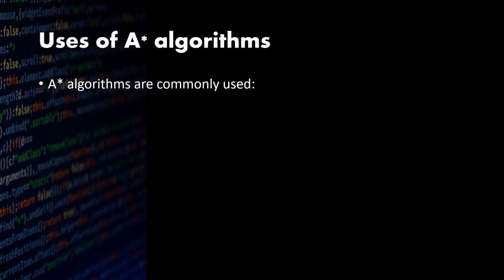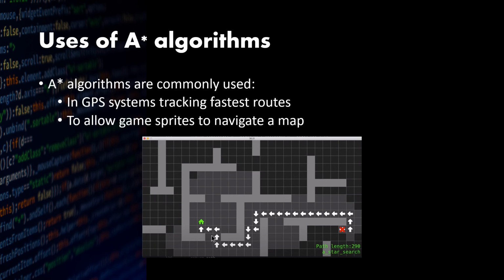A-star algorithms are commonly used in GPS systems tracking fastest routes, and to allow game sprites to navigate a map towards a specific target. The image here is a still from a video from the rather excellent Kids Can Code website, where you can see a video where they talk through a practical implementation of both Dijkstra's shortest path algorithm and A-star algorithms in creating Pygame games. I highly recommend you go and watch these videos.